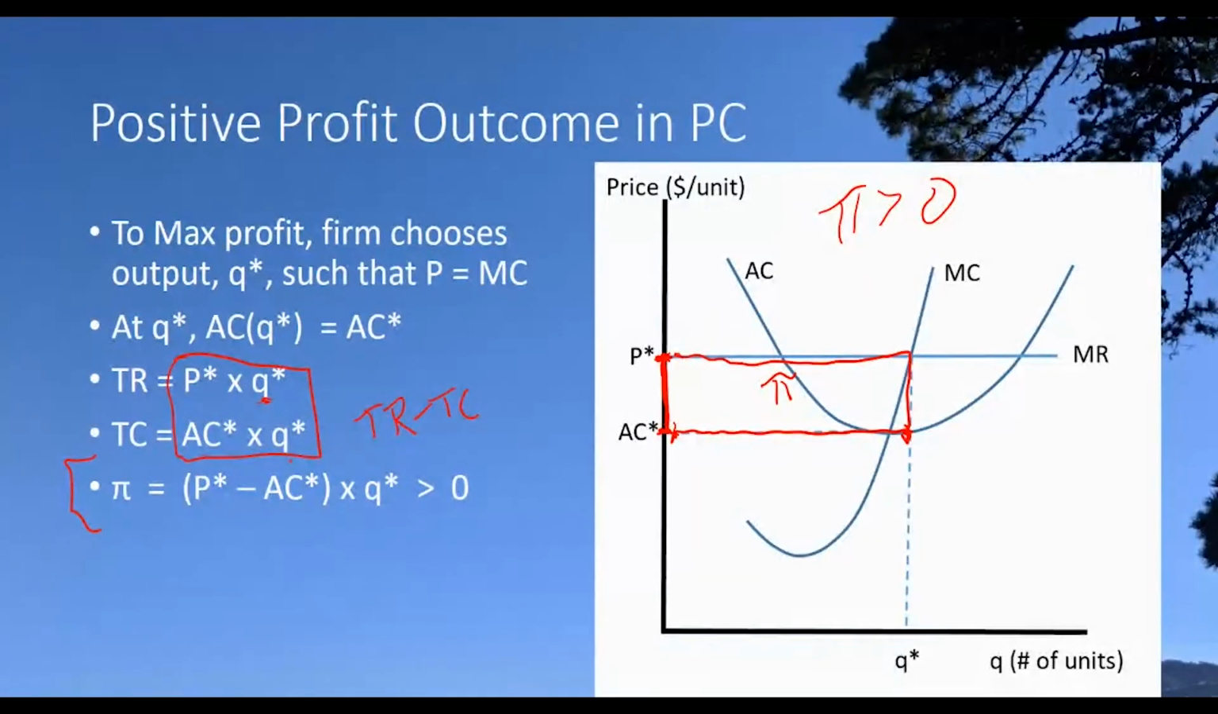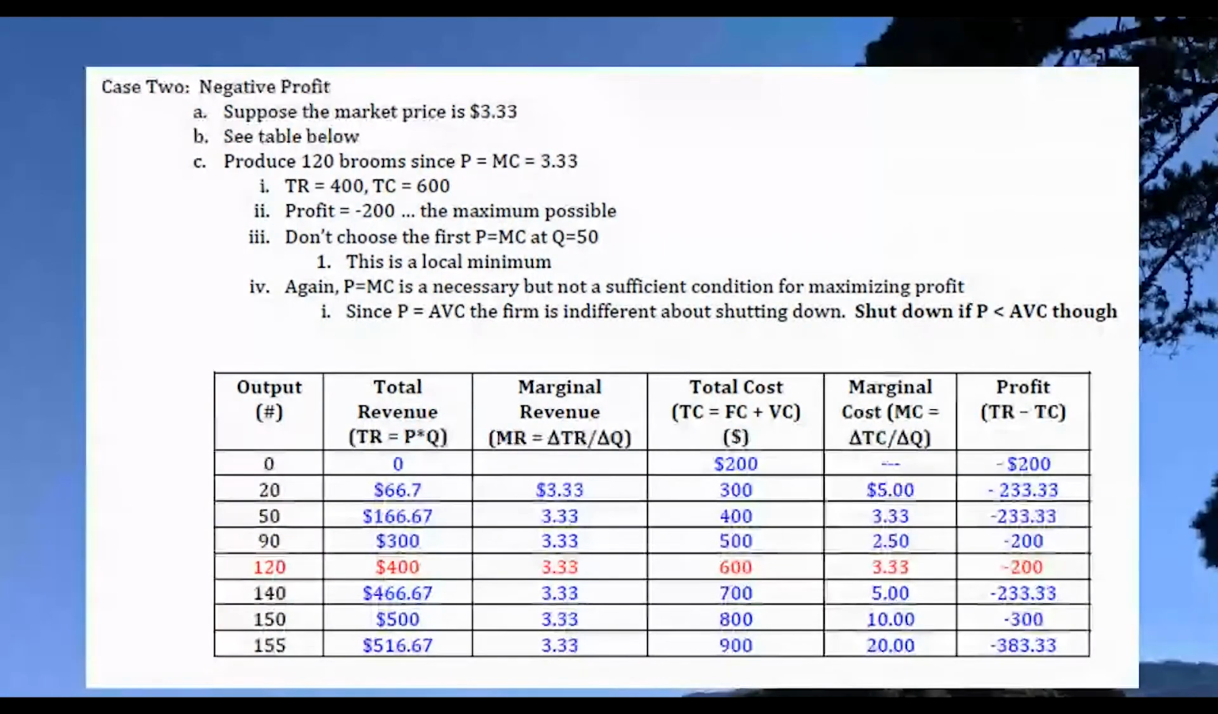Okay, next example. Case 2 is going to be the case of negative profit. And to do this example, we're going to use exactly the same output, exactly the same total cost function as before for the individual firm. That's going to give us exactly the same marginal cost as before. So we have exactly the same assumptions on the cost side as before.